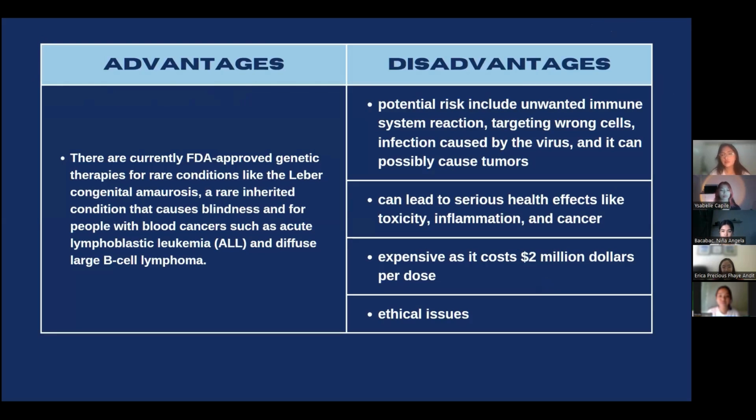Some disadvantages of using gene therapy are that it can lead to serious health effects like toxicity, inflammation, and cancer. And it can be expensive, as it costs $2 million per dose. There are also potential risks, including unwanted immune system reactions, the targeting of wrong cells, infection caused by the virus, and it may also cause tumors. Finally, there are also some ethical issues involved.